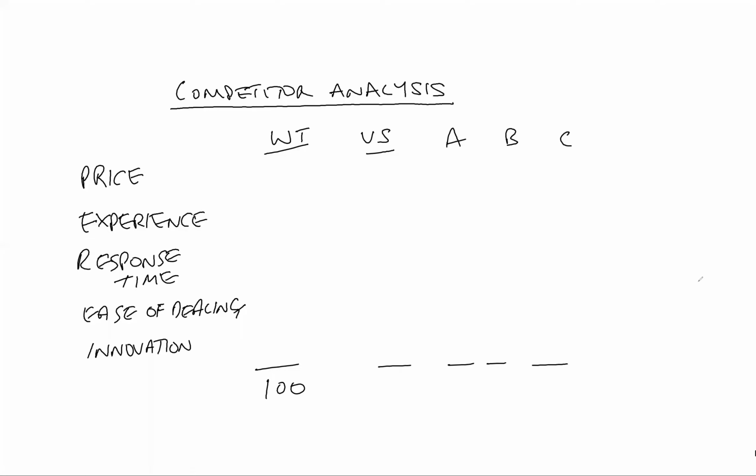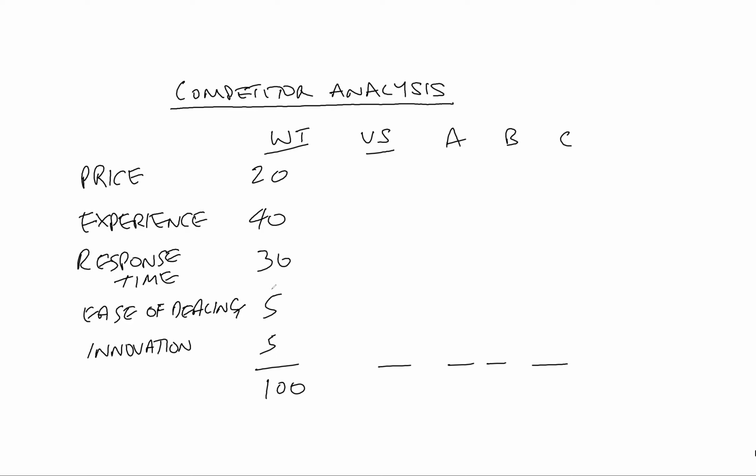The next step then is to give each of these a weighting. So we want to weight 100 points across each of these factors. So I'm going to suggest actually that response time is 30. Let's give experience 40, so that's 70. Let's say price is lower at 20, so that gives us 5 for each of these two.